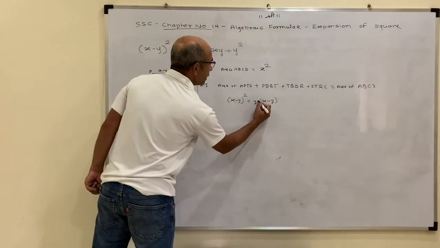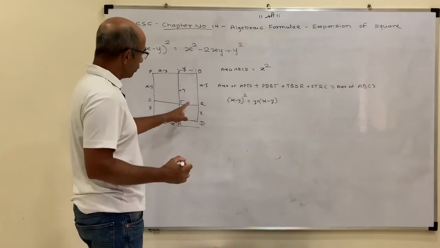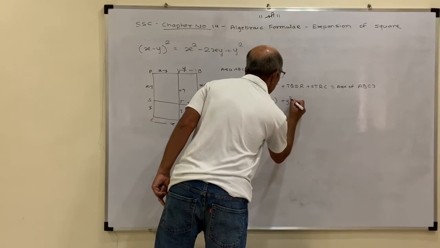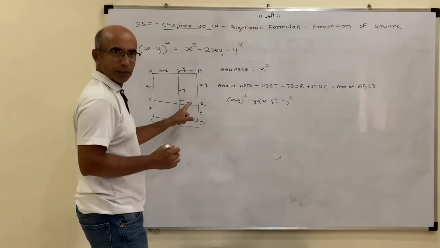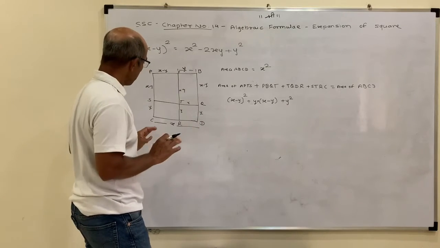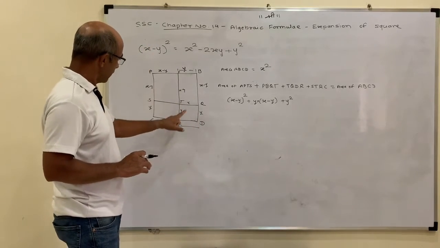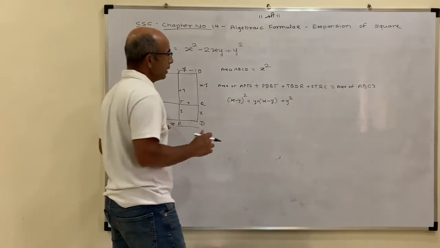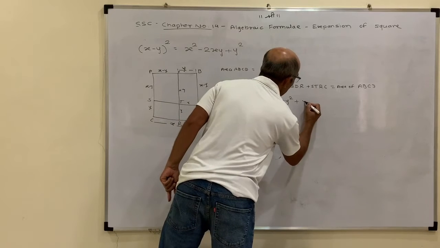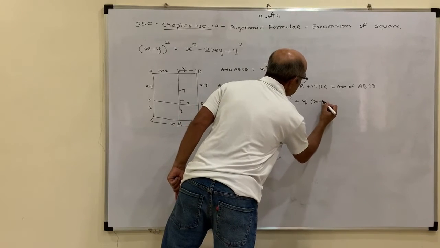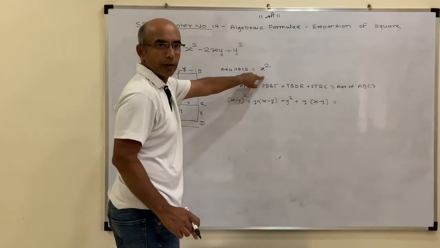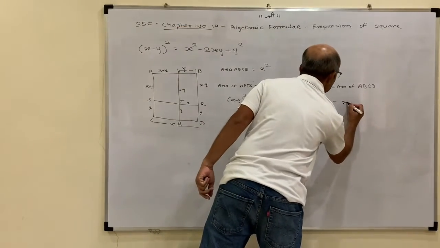Right? Now TQDR, this is Y square, Y into Y, because each side is Y. Area of square is side square. Each side is Y, so its area will be Y square. Now STRC will be again plus Y into X minus Y. And area of ABCD is X square. So I write it, this is X square.